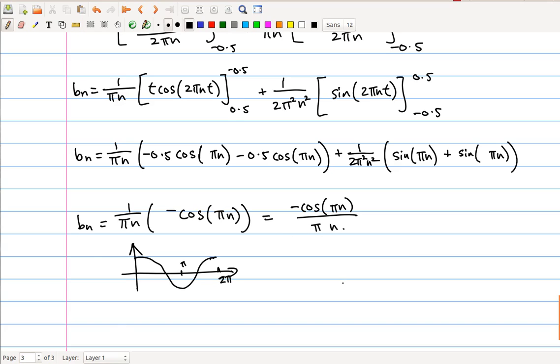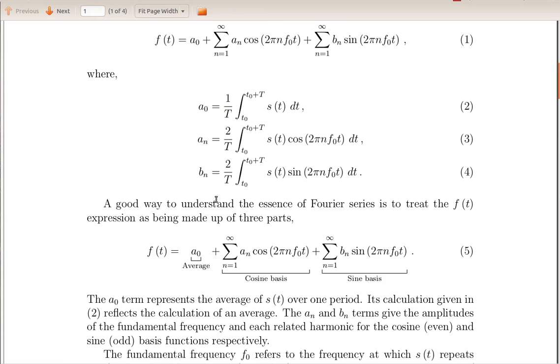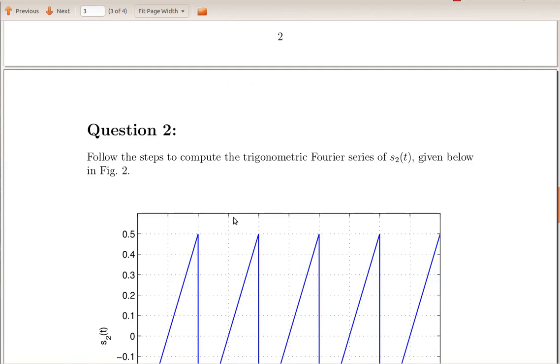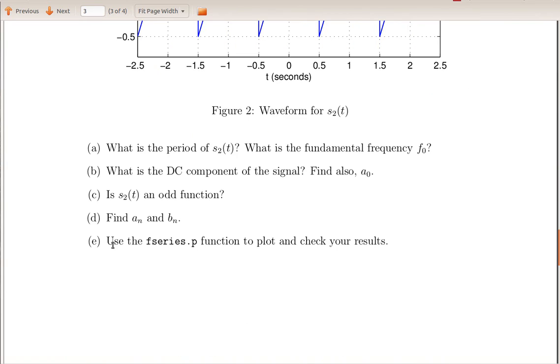Okay, so if I was to summarize, A0, we found that to be 0. An, we found that also to be 0 because this is a purely odd function. And finally, Bn was equal to negative cos pi n on pi n. Okay, so that's good. We just computed that. Let's have a look at the final part of the question. It asks us to use the f_series.p function to plot and check my result.